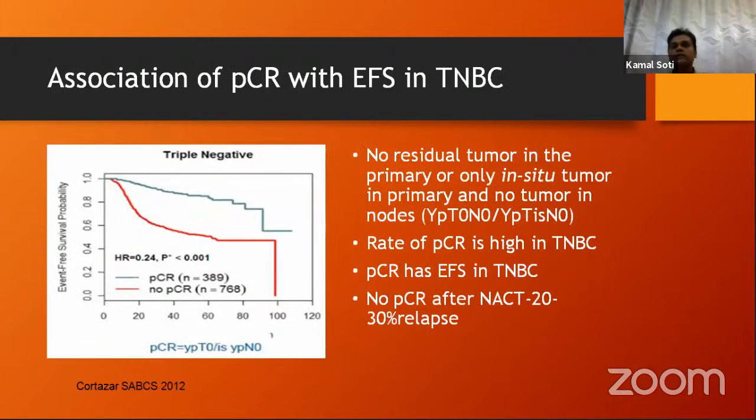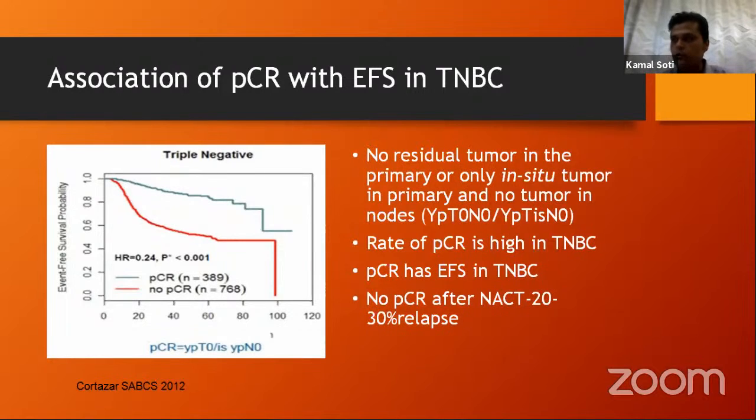So now, what is the pathological complete response, which we have been discussing in triple negative breast carcinoma? As I earlier mentioned, when the surgical specimen of the breast has been removed and the regional lymph nodes have been taken out, we study whether there is any residual tumor in the primary or in the nodes. If there is no residual tumor in the primary, or only in situ tumor in the primary or in the nodes, then we see that the patient has attained complete pathological response.